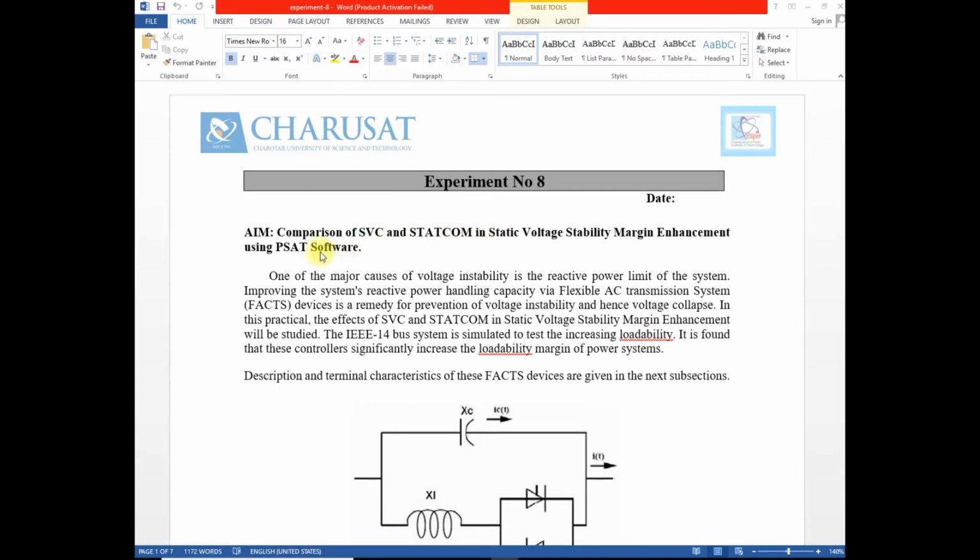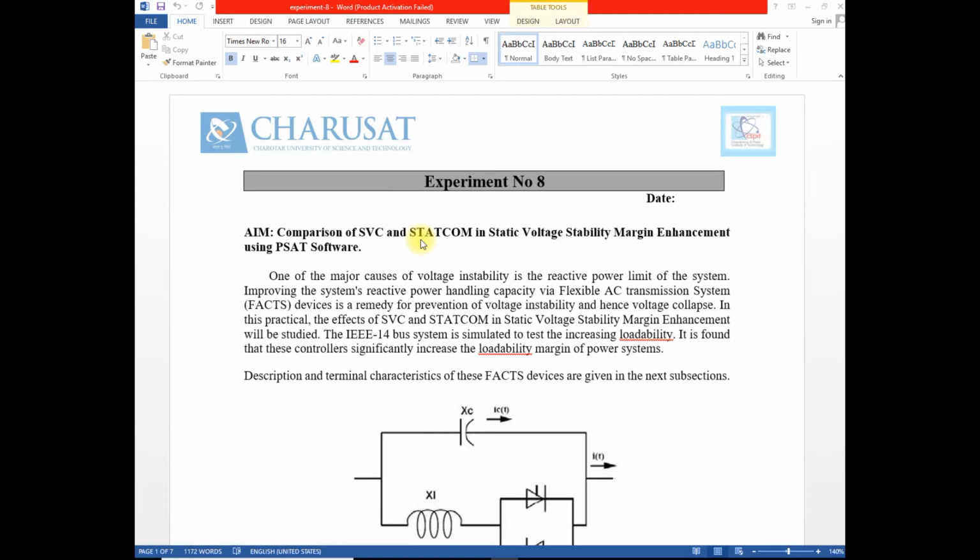So here we use the PSAT software, in which for the IEEE 14 bus system, we connect the SVC and STATCOM one by one, and then we see how these FACTS devices increase the voltage stability margin by increasing the power transfer level up to the thermal limits of the transmission line. So we compare both the SVC and STATCOM in this simulation.